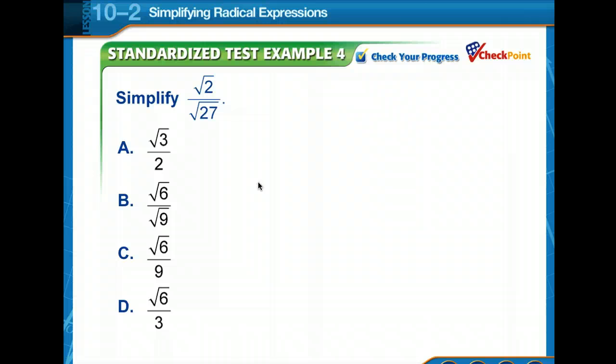Time to check your progress. See what you can do for this one. So what did you multiply by? Square root of 27 over square root of 27. Then start simplifying.